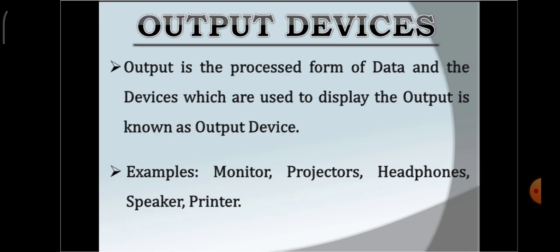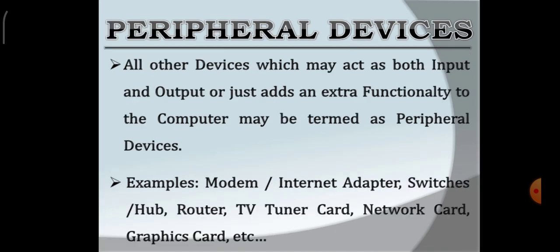Output devices. Output is the processed form of data, and the devices which are used to display the output is known as output devices. Example: monitor, projectors, headphones, speaker, printer. These are some of the examples of output devices. The classical example is your monitor.